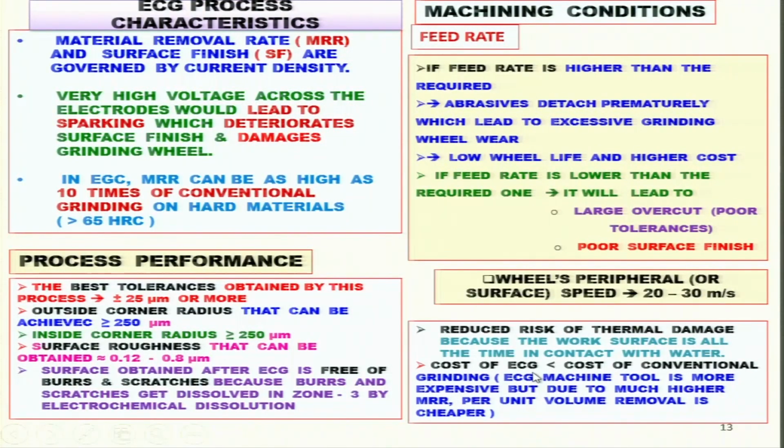Cost of ECG is comparatively low as compared to cost of conventional grinding. The ECG machine tool is more expensive, but due to much higher material removal rate, per unit volume removal is cheaper, because material removal rate, as I have mentioned, is around 10 times that of conventional grinding. So per cubic millimeter removal by ECG is much cheaper than per cubic millimeter removal of material by conventional grinding.